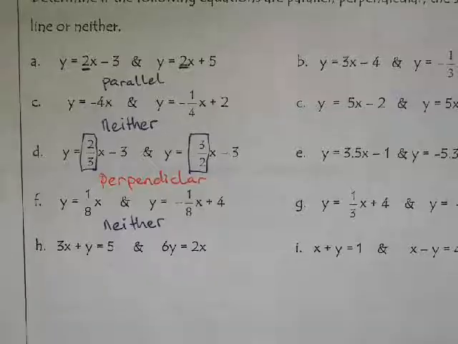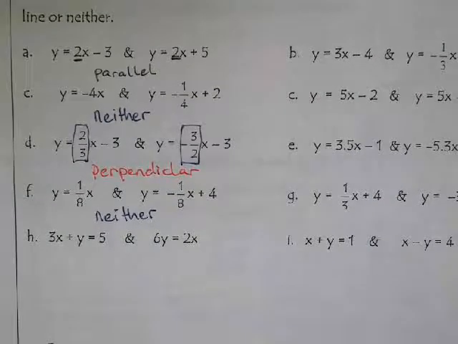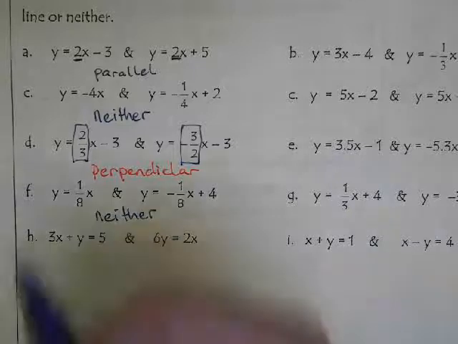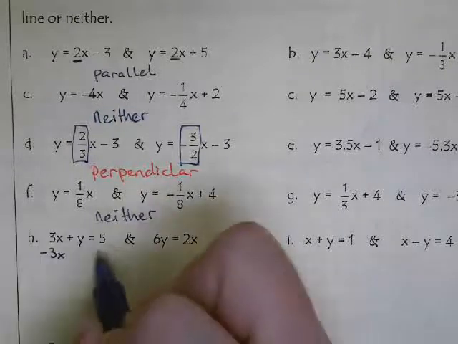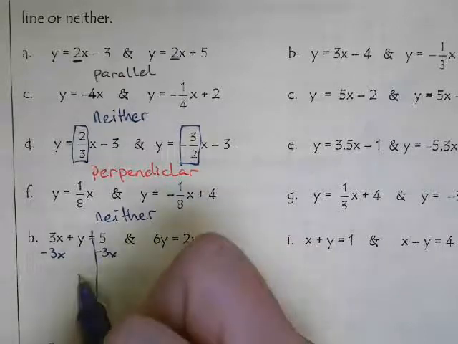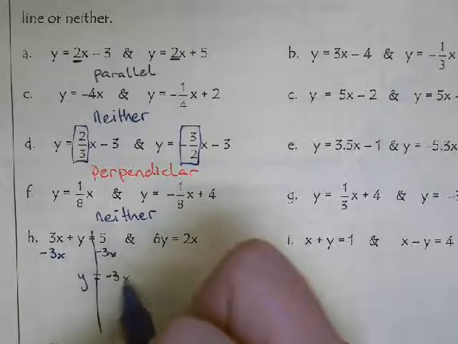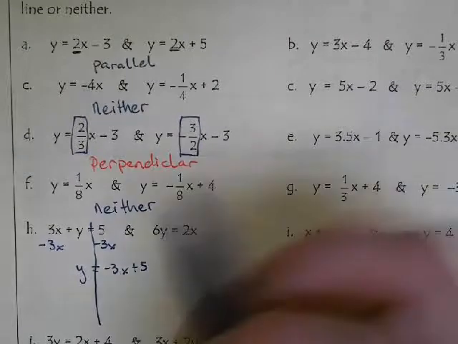Letter H. Well, it's hard to make a decision on exactly what the slope is until we solve for y. So you want to get your y equals, then you can identify the slope. So we have a little bit of math to do, and then we'll see what we get. So I'll subtract 3x from both sides on this one, and I get y is equal to -3x plus 5. Okay, so I have solved for y, and I know what my slope is, -3.